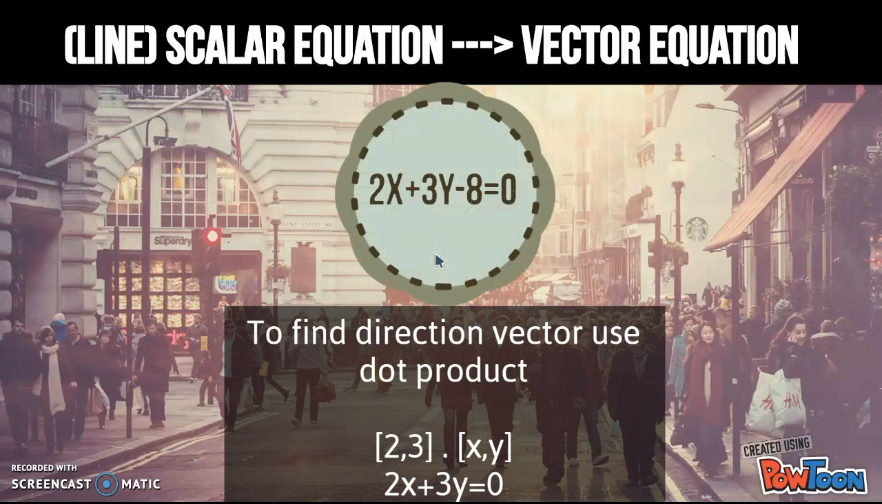First off, we're going to start off on how to change a scalar equation of a line to a vector equation. The scalar equation of the line is given as 2x plus 3y negative 8 equals 0. The coefficients of x and y are the normal to the equation. Therefore, we use the dot product to find the direction vector of the line, which gives us 2x plus 3y equals 0.